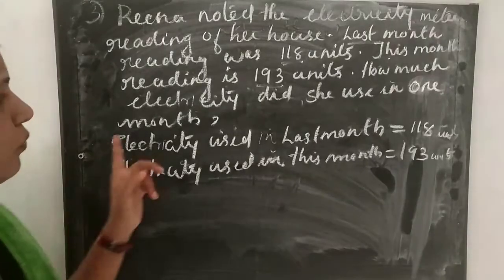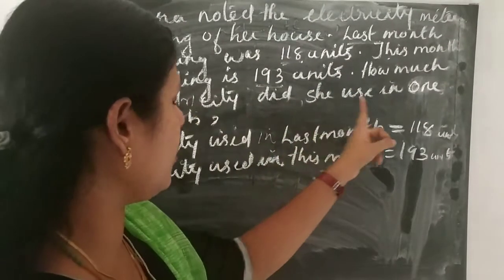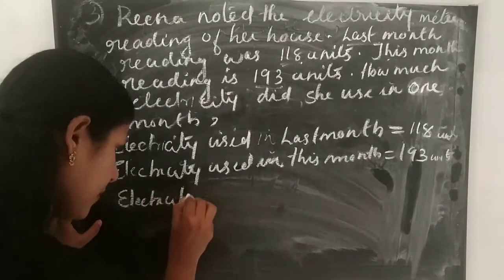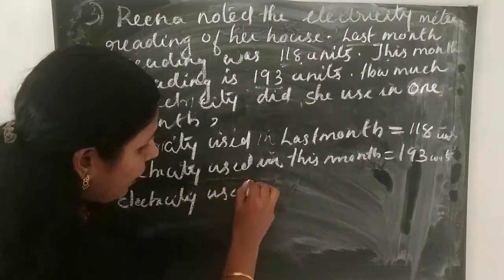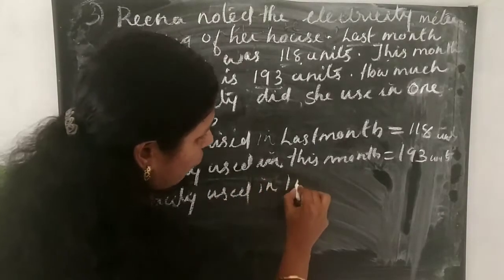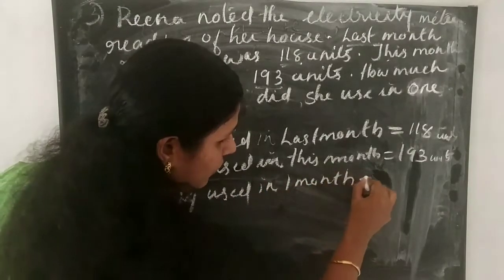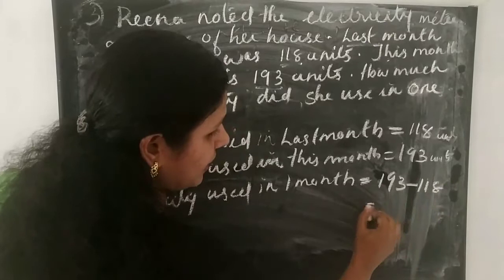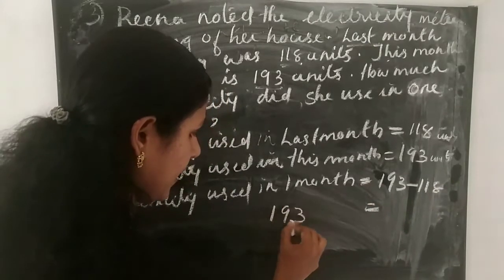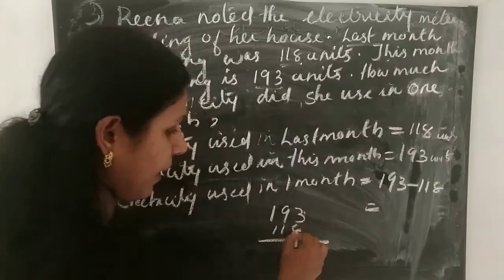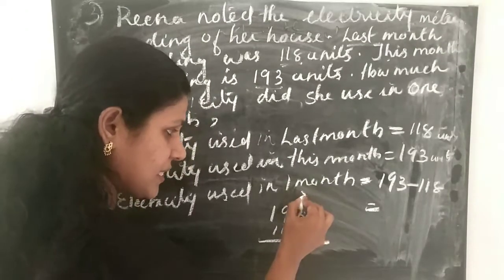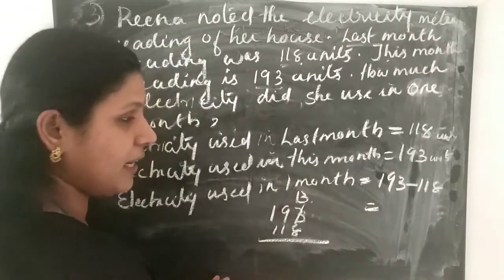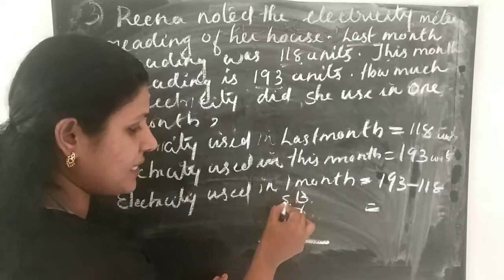Okay. Now how much electricity did she use in 1 month? Electricity used in 1 month equal to 193 minus 118. 3 minus 8, we can't do that. So we cut and write 3, and borrowing 1 from here we write this 13. Now here we get 8.